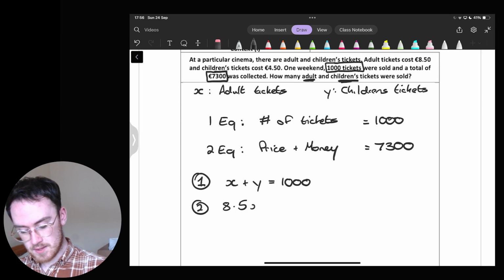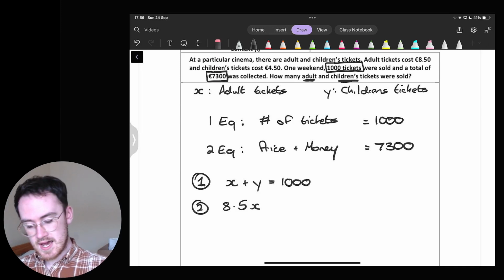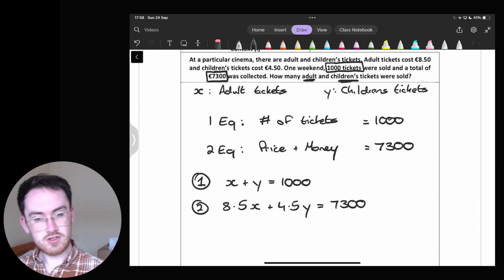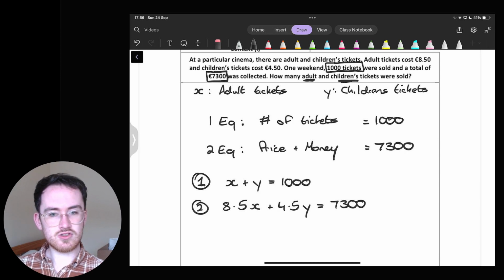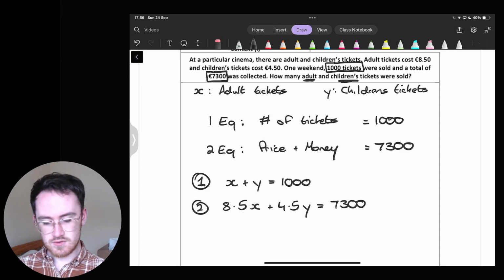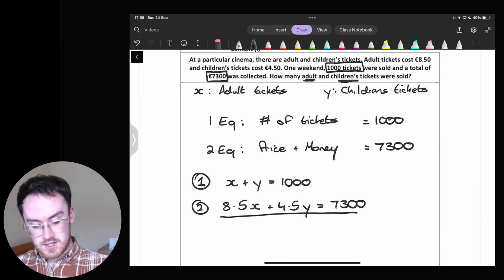So if I multiply that by however many tickets there were, and if I do the price of the children's one and multiply that by however many children's ones there were, my answer should be 7,300. So if I had 10 children's ones, then I make €45. If I have 20 children's ones, then I make €90. Okay, so following through in that way. So these are my two equations now that I'm going to be solving.